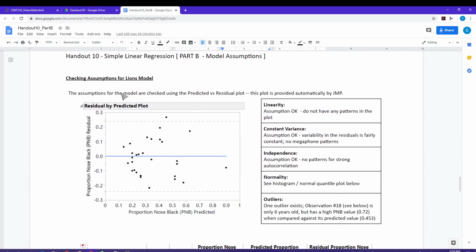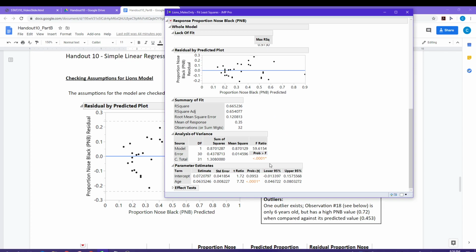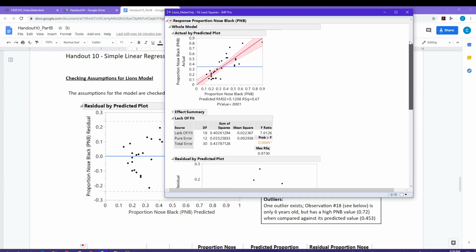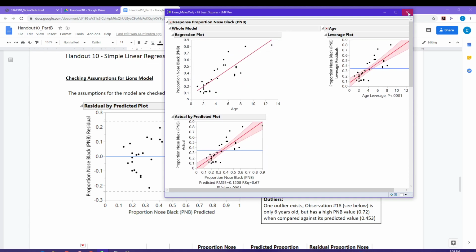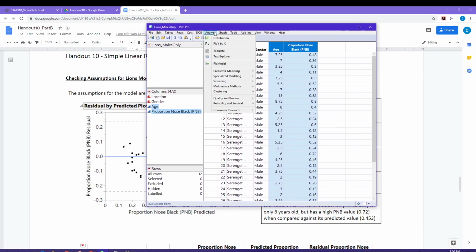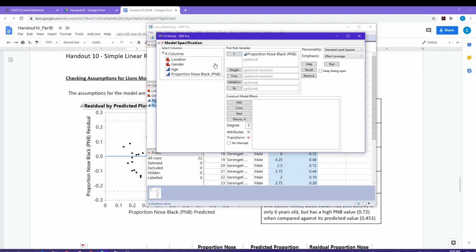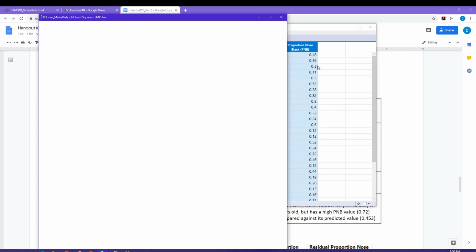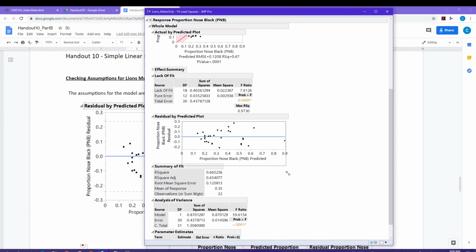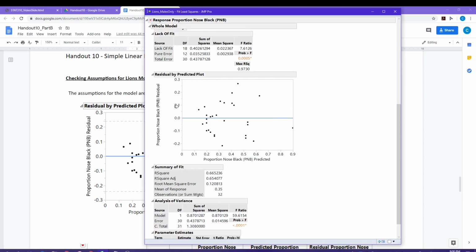Okay, how do we check for the assumptions then using our residual plot? So the residual plot is a plot that is returned when I fit a model. So when I fit my statistical model, maybe I should go through that quickly. Let's do that one more time. When I fit my model, one of the graphs that I'm given is a residual plot. It's this plot here that's about partway down. This residual plot has the predicted on the x-axis and the residuals on the y-axis.